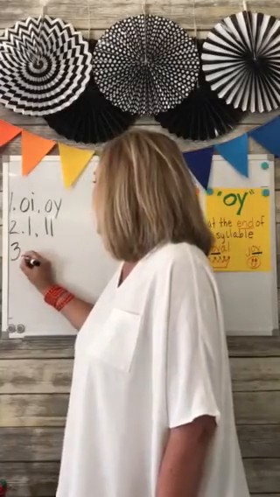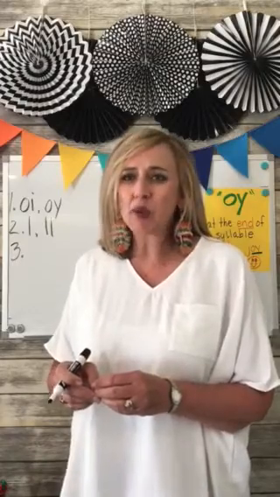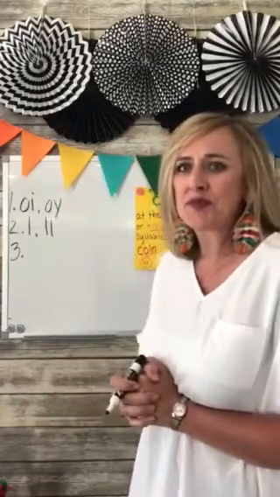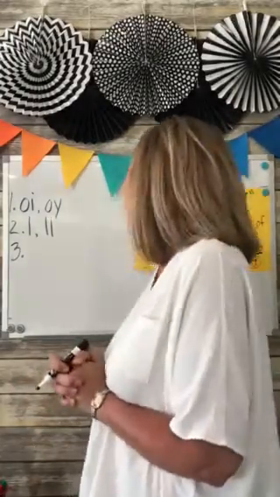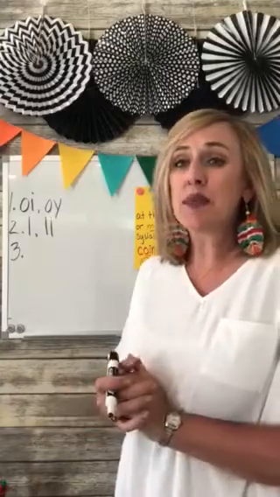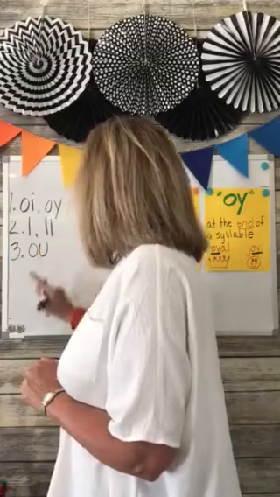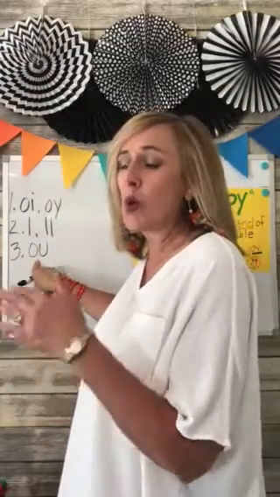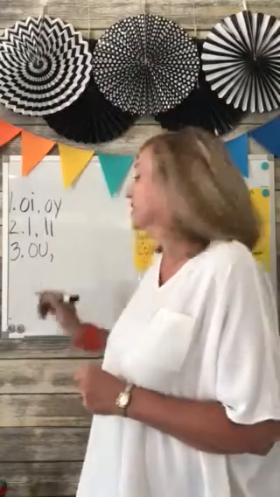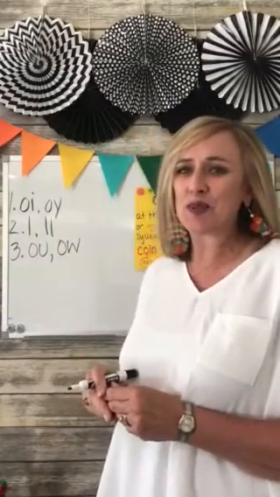Our third sound for today is the ow sound. What makes the ow sound? Little clue. We learned 2 different ways to make the ow sound. Go ahead and write that on your paper. The first way we learn to make the ow sound is with the letters O, U. OU says ow at the beginning or the middle of a syllable. The other way we've learned to make the ow sound is with OW. OW says ow at the end of a syllable.